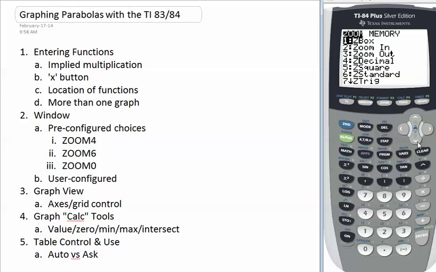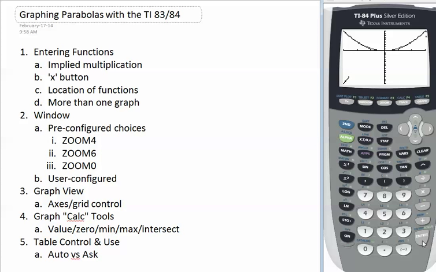Zoom 0, I'm going to scroll down and find it. Zoom 0 is a ZoomFit window. It will fit the y values for your x values. So let's choose that and see what it looks like. Now you'll notice we get quite a different looking image again. So window is very important to think about for the visual output you're going to get and to try to effectively see the graphs you want.